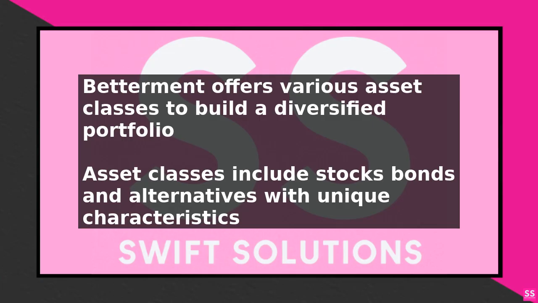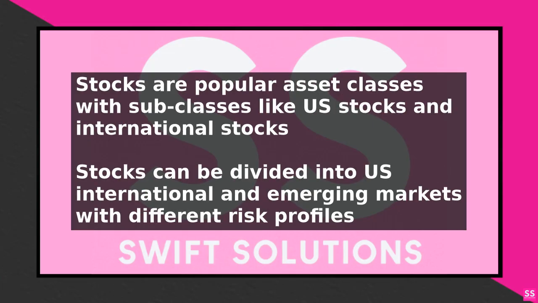Firstly, it is essential to understand the different types of asset classes available on Betterment. These include stocks, which represent ownership in companies, bonds, which represent debt securities, and alternatives such as real estate and commodities. Each asset class has its own unique characteristics and risk profile, and understanding these is crucial to building a well-diversified portfolio. Let's start with stocks, which are one of the most popular asset classes on the Betterment platform.